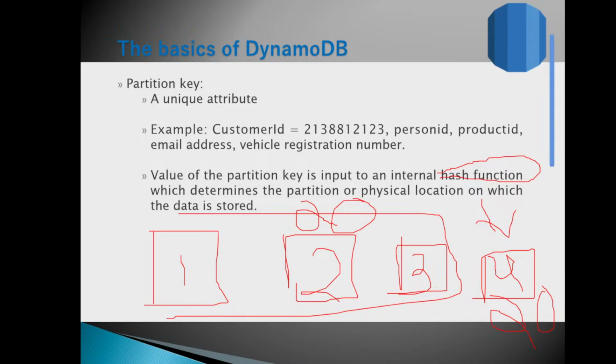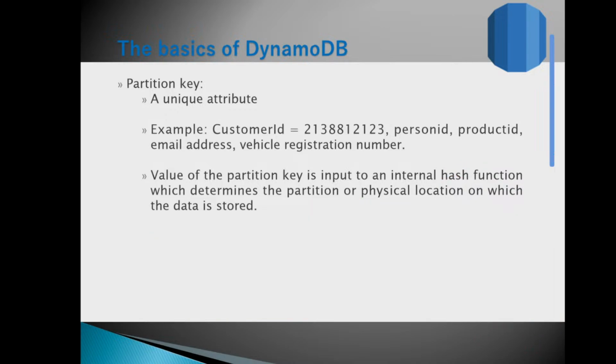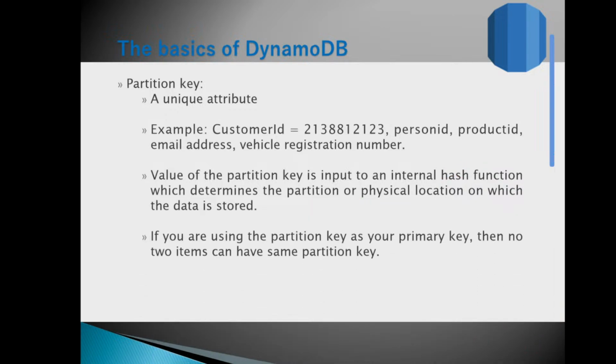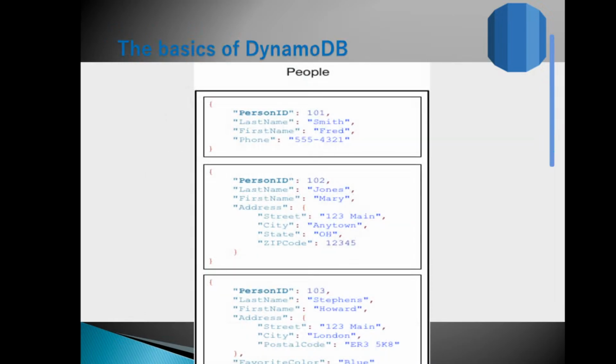You can just compare it with the library. If you are using the partition key as your primary key, then no two items can have the same partition key. So you can see here, personal ID is unique. Personal IDs are unique.